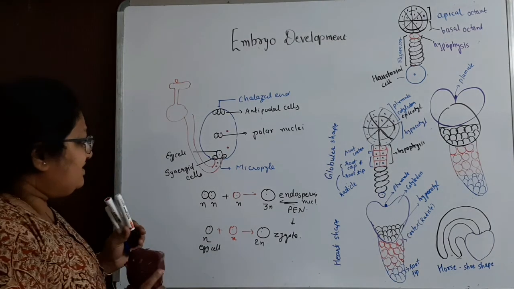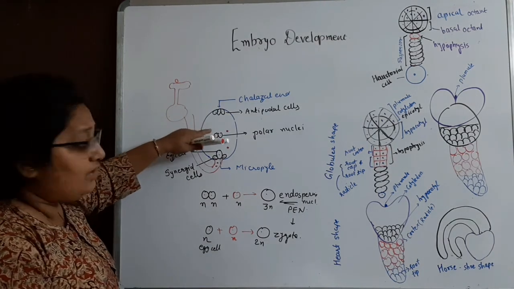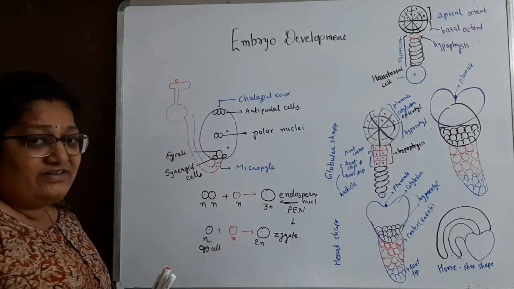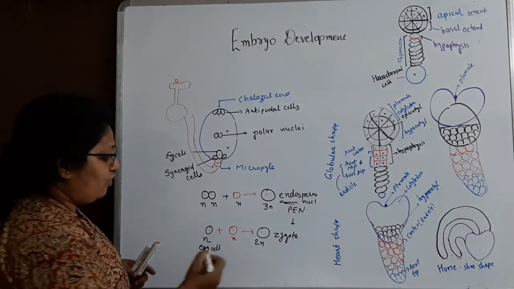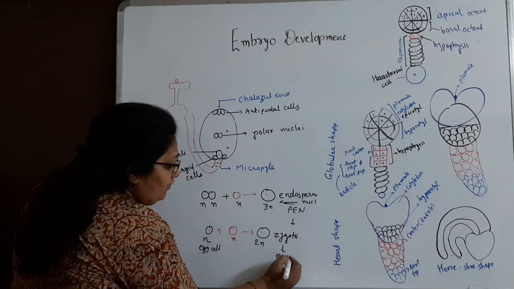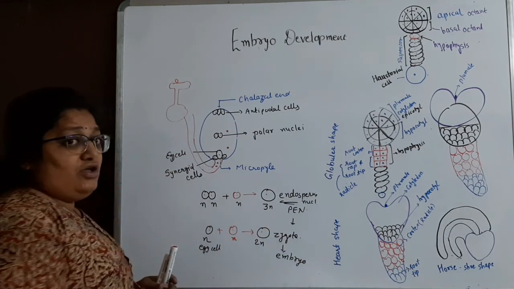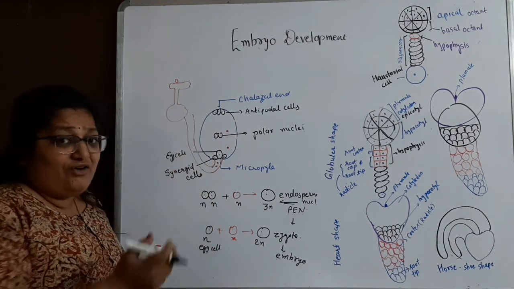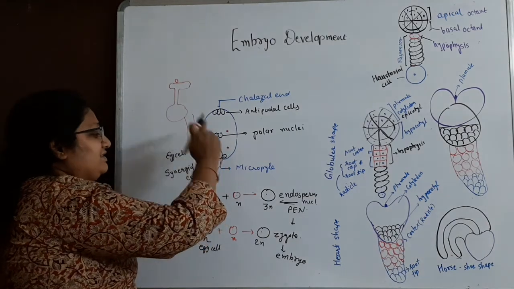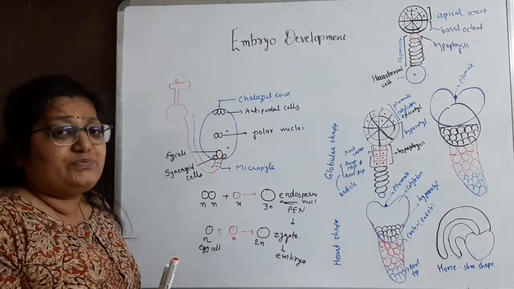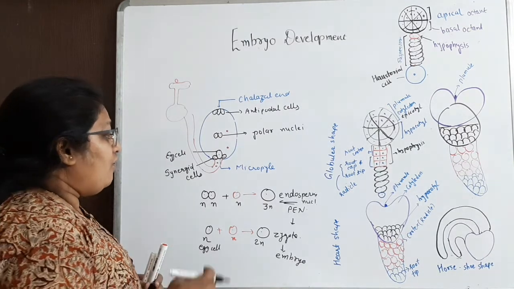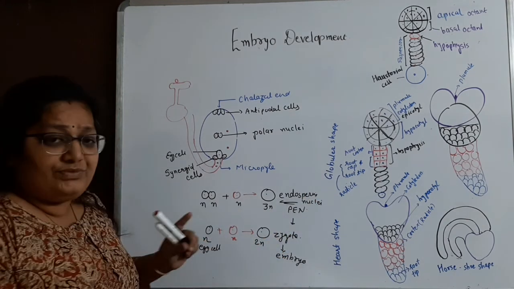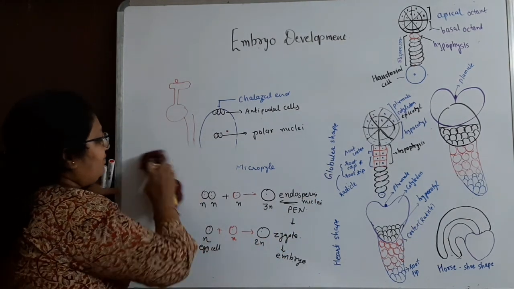So now it is clear that in the center the endosperm is formed and towards the micropyle the zygote is formed, and when that zygote multiplies it forms the embryo. Keep in mind that towards the micropyle the zygote divides and forms the embryo, and in the center the primary endosperm nucleus divides and forms endosperm. Is it clear? Okay. So this is about double fertilization.